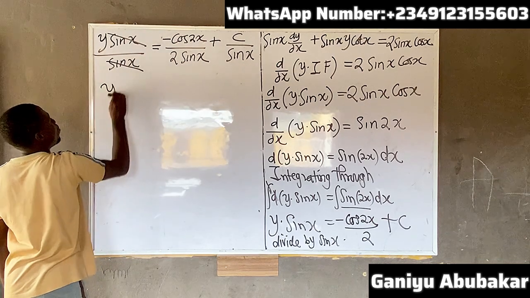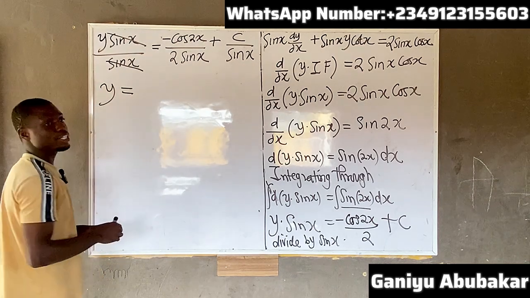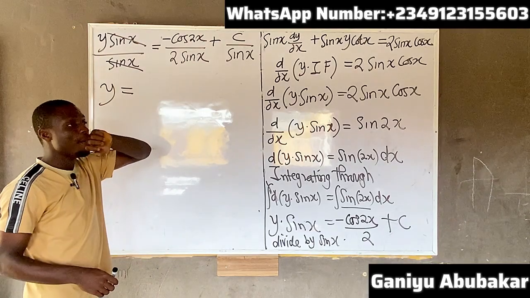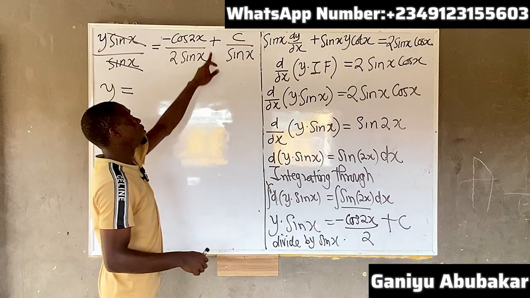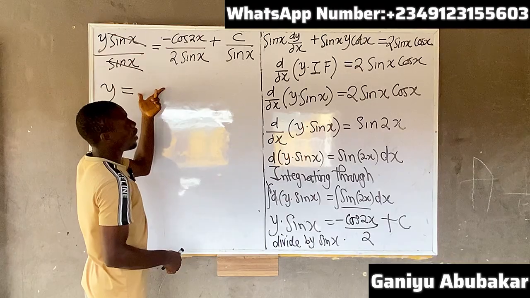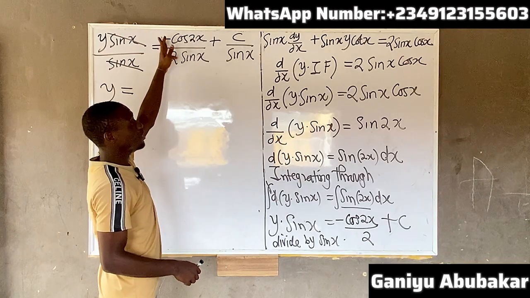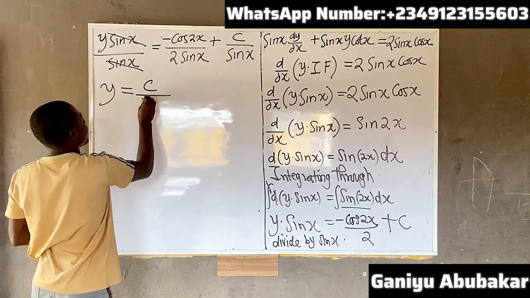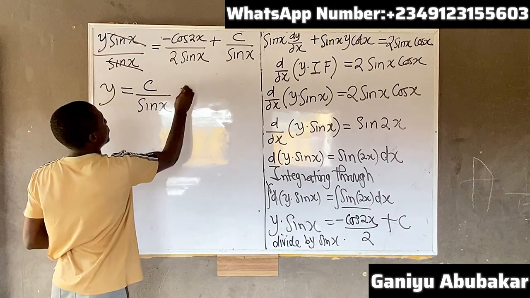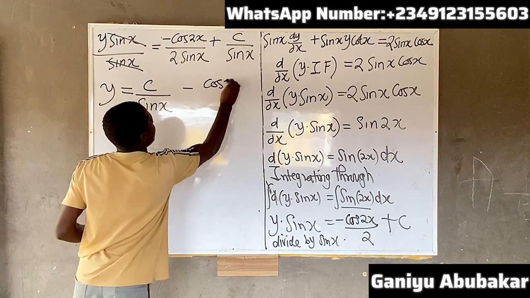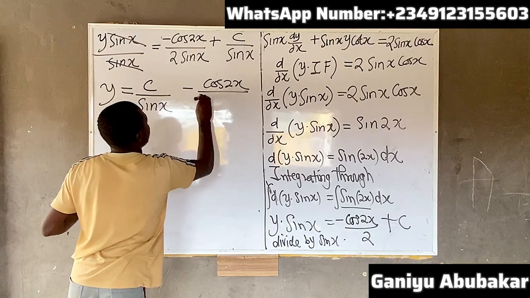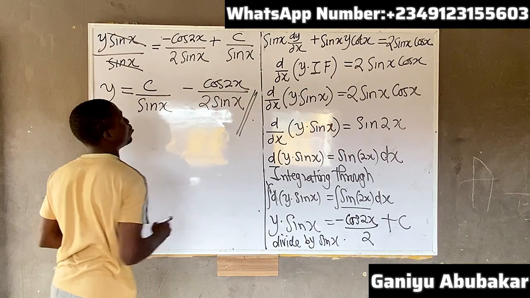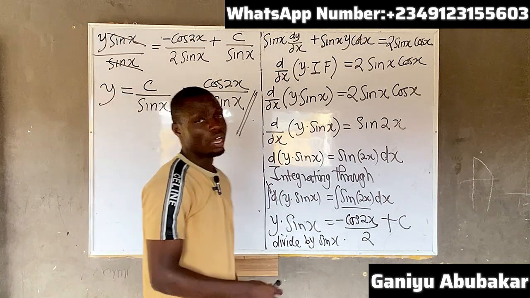What's the value of y? y is now equal to... it is proper to always start an answer with positive rather than negative. So copy this one out first. That gives you c over sine x minus cos 2x over 2 sine x. This is the value to that particular question.